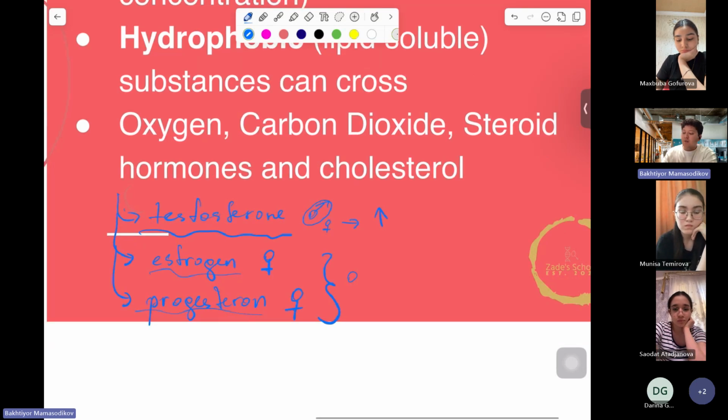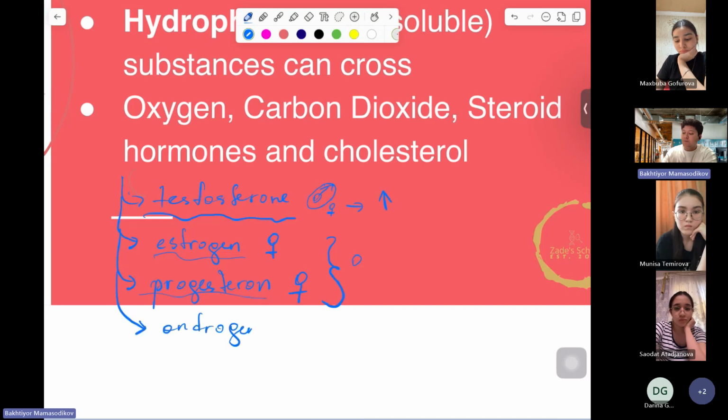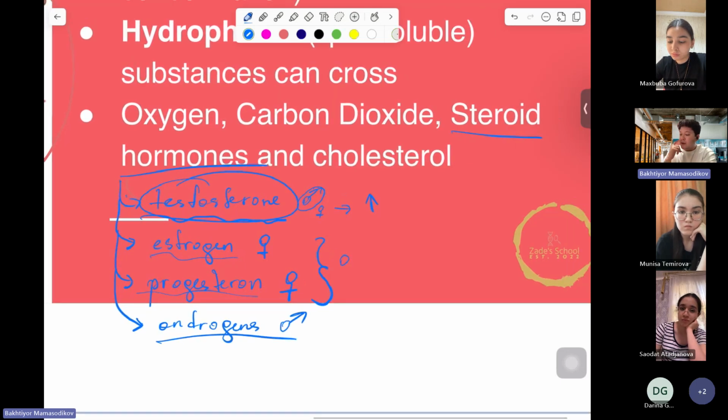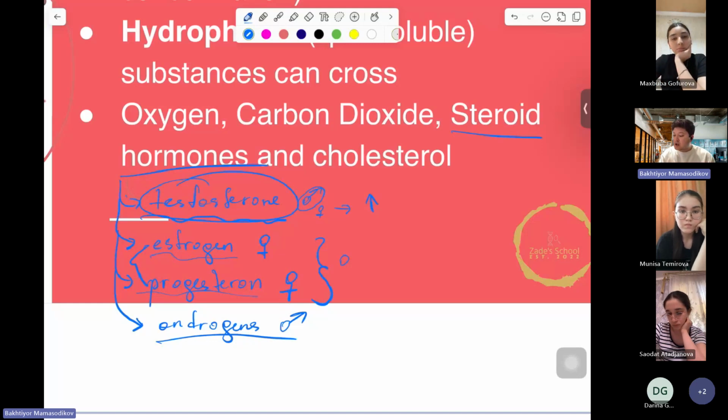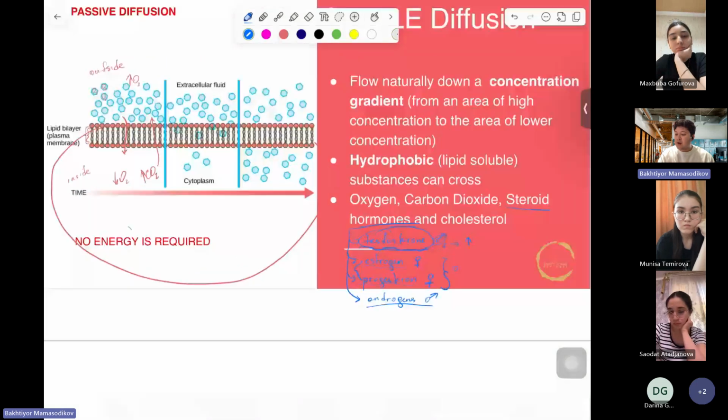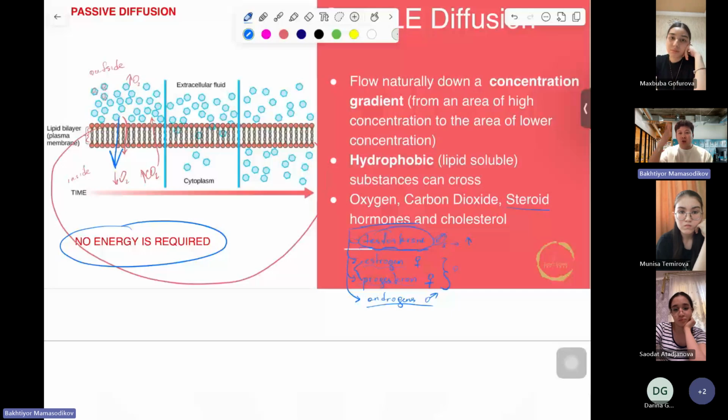And we have the androgens. Androgens are also male hormones. In males, we have androgens and testosterone as steroid hormones, and for females, estrogen and progesterone. Why I mentioned them: they are examples of simple diffusion. No energy is required to pass through the membrane. They pass through by simple diffusion, like oxygen and carbon dioxide. Now you know the steroid hormones: estrogen, progesterone, androgens, and testosterone.